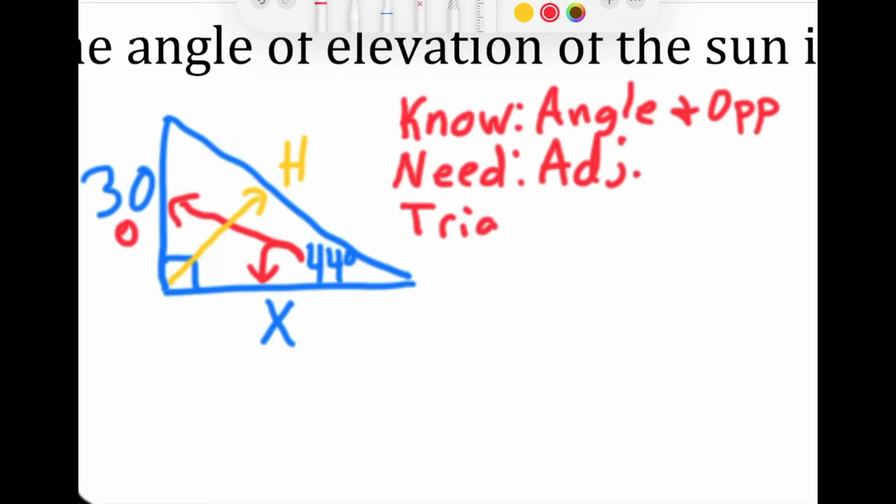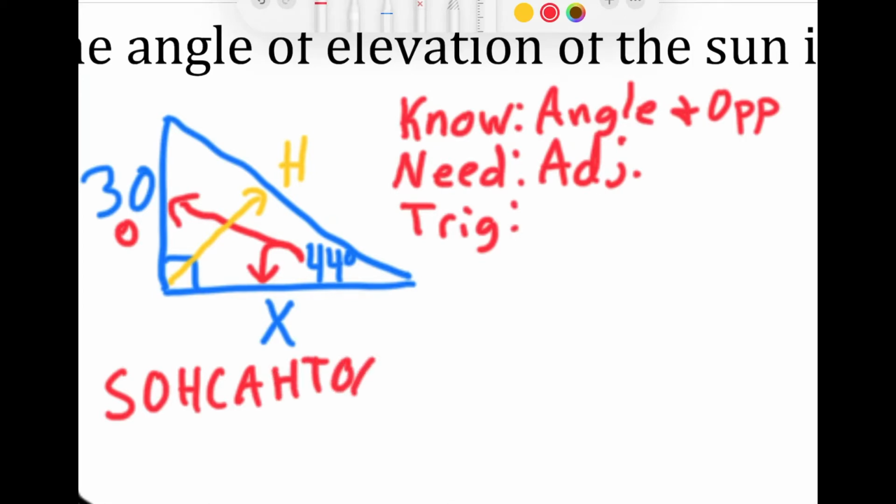So how we determine the trig function that we're going to use is using SOHCAHTOA. Which one involves an O and an A? Well, here's an O, here's an A together. So we're going to be using our T, which is for tangent.